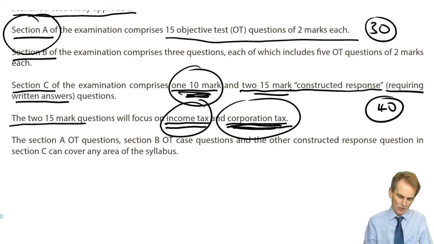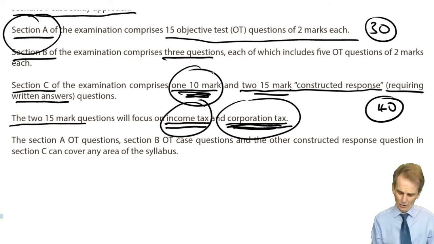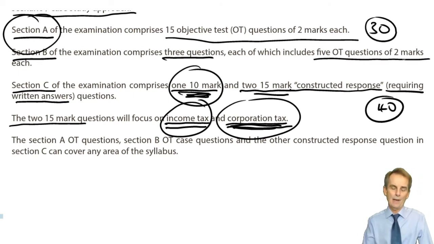In terms of Section C, big income tax, big corporation tax question, and probably a mix, a multi-tax question for the 10-marker. So what that means we're left with in terms of Section B, 3 questions. Again, we're in objective testing question format. 5 objective questions of 2 marks based on the scenario laid down for you. Now, again, you'll be led through this. Again, they're not as challenging as we might think.